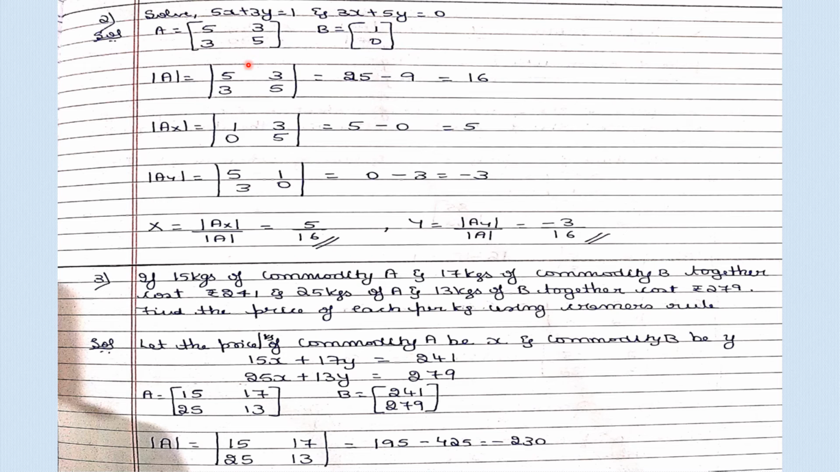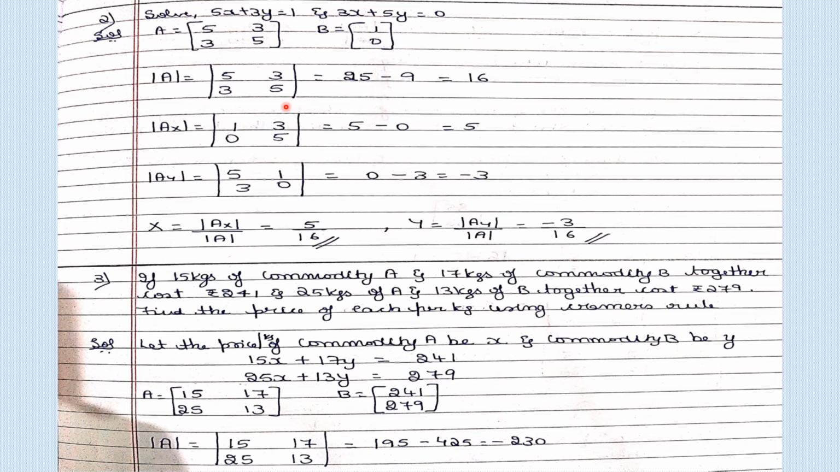Now you have to take only for A. For A, whatever is there, you have to write the same thing. 5 into 5 will become 25, 3 into 3 will become 9. So minus is compulsory. 25 minus 9 is 16.